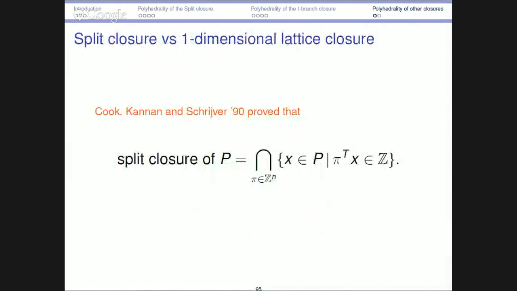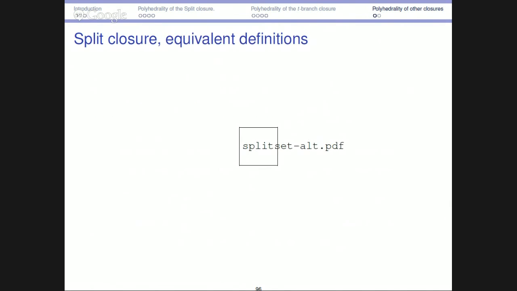So why this is useful, as I told you, actually this split closure, the convex hull of P minus split, is equal to the intersection of all x, so that p transpose x belongs to integral points. So this was a very nice picture.